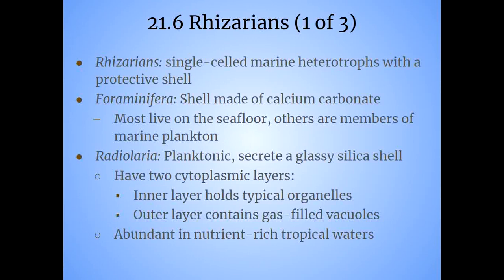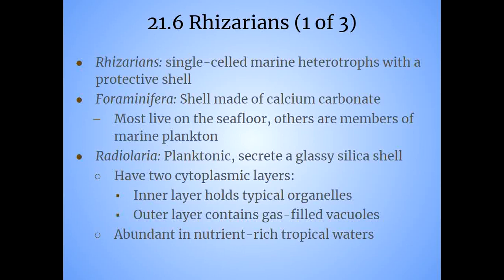The last thing I want to talk about is 21.6, Rhizarians, and this of course is the R for the SAR supergroup. We're not going to spend a lot of time on this, but there are a couple things that I wanted to point out to you. Rhizarians are single-celled. Most of them are marine. They are heterotrophs, and they have a protective shell, much like what we saw with the diatoms. In the Rhizarians, we have two groups. We have what's known as the Foraminifera, and then we have the Radiolaria.